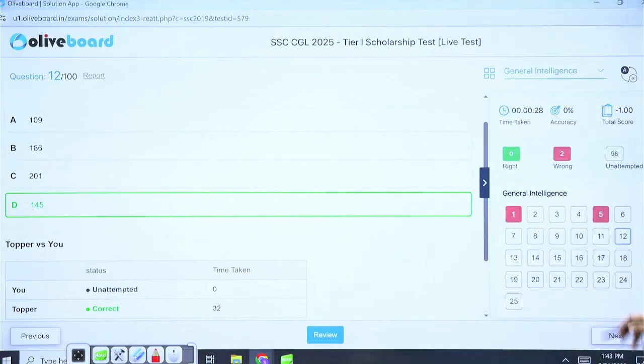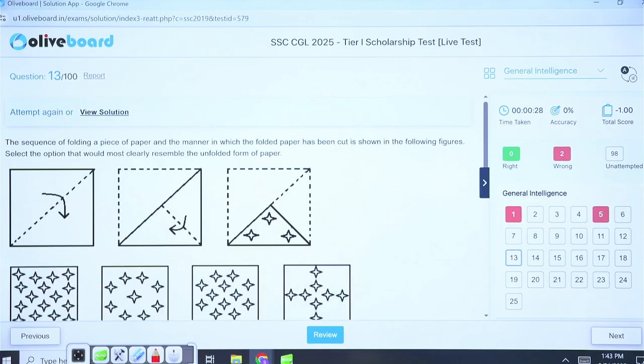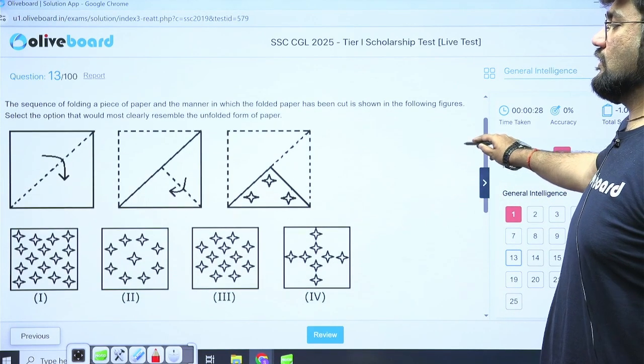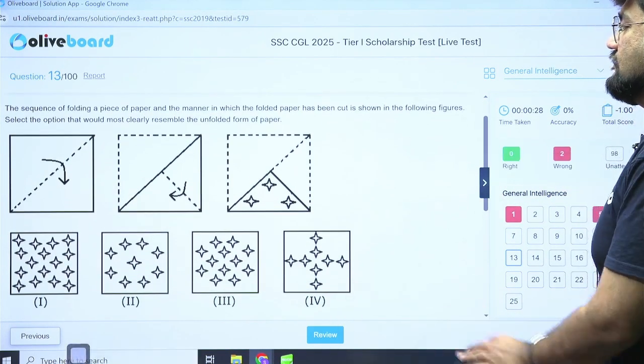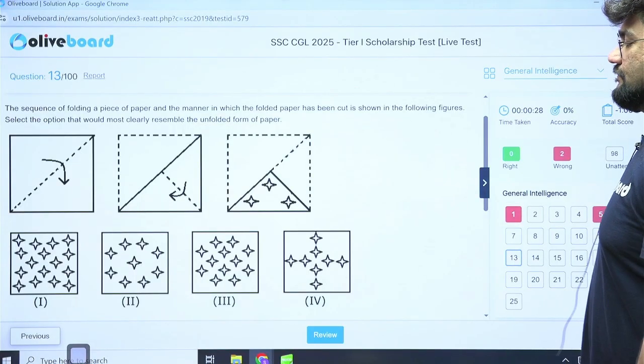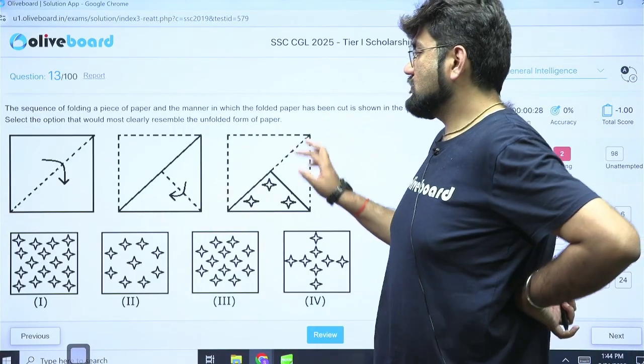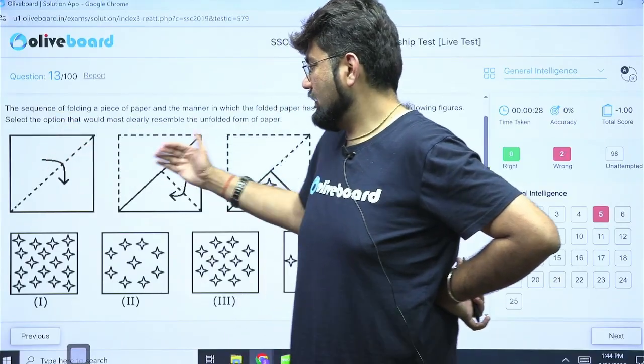Okay, next. Paper cutting folding. This is a visual answer. Absolutely easy visual answer. Symmetry will give it away. Easy symmetry, because look at the fold. Half fold triangly, half fold triangly.